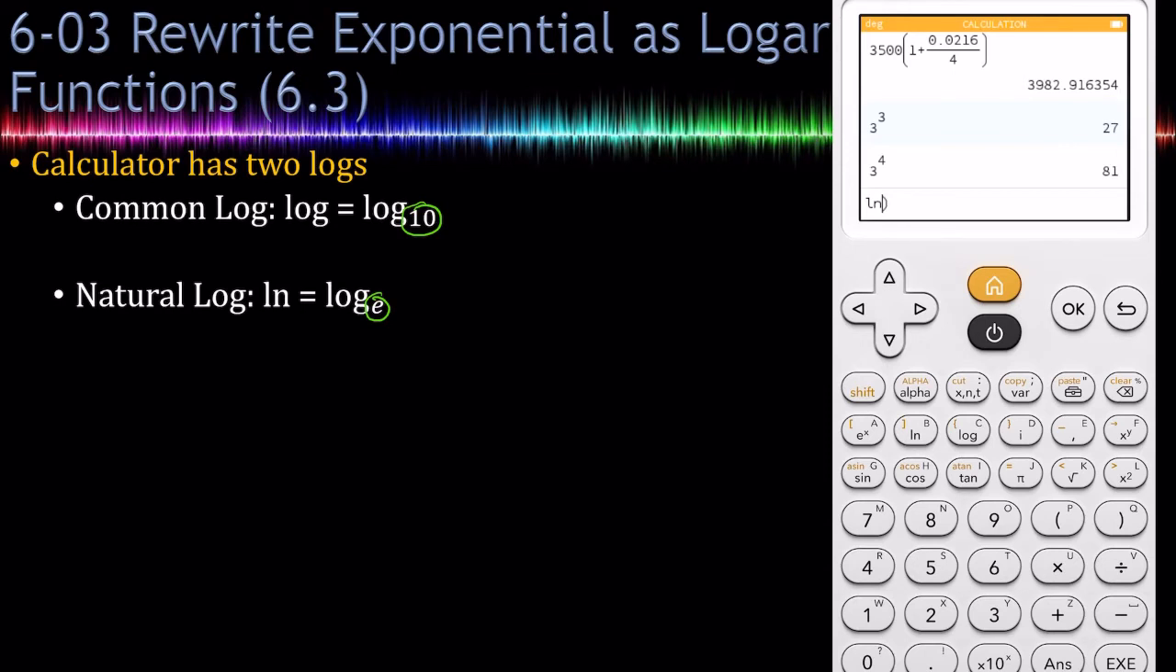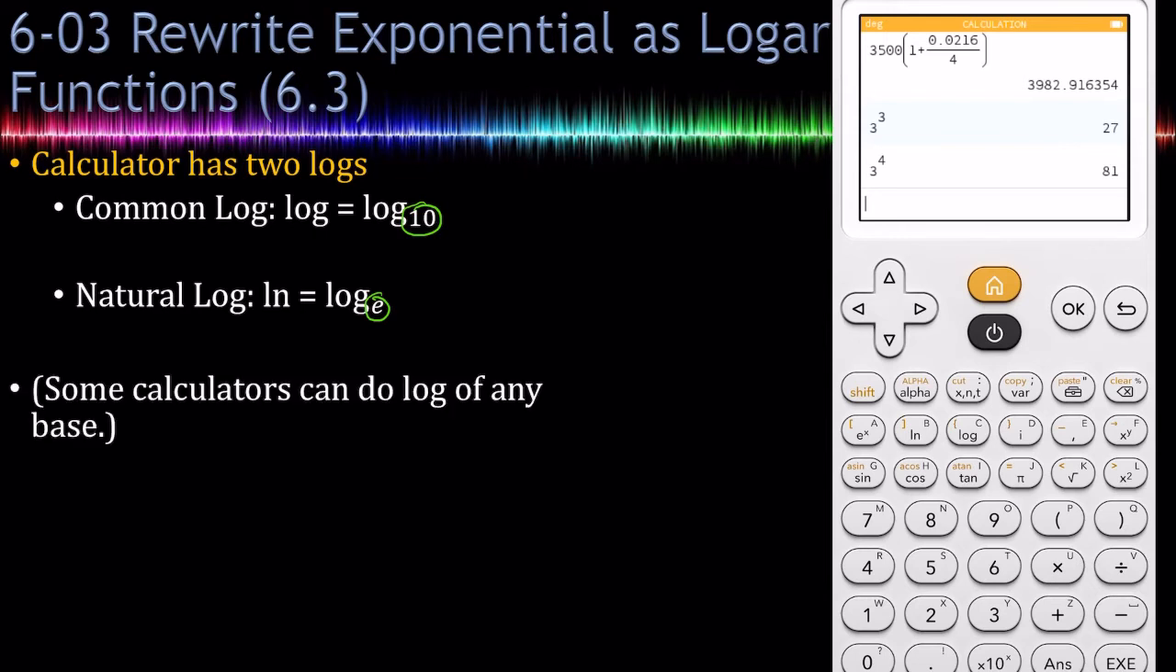Now a few calculators have a way to do any base. This one, for example, if I hit my toolbox, you can see that one there lets me put in any base. But really, you only need one button, you'll see. Anyway, so let's use the calculator.